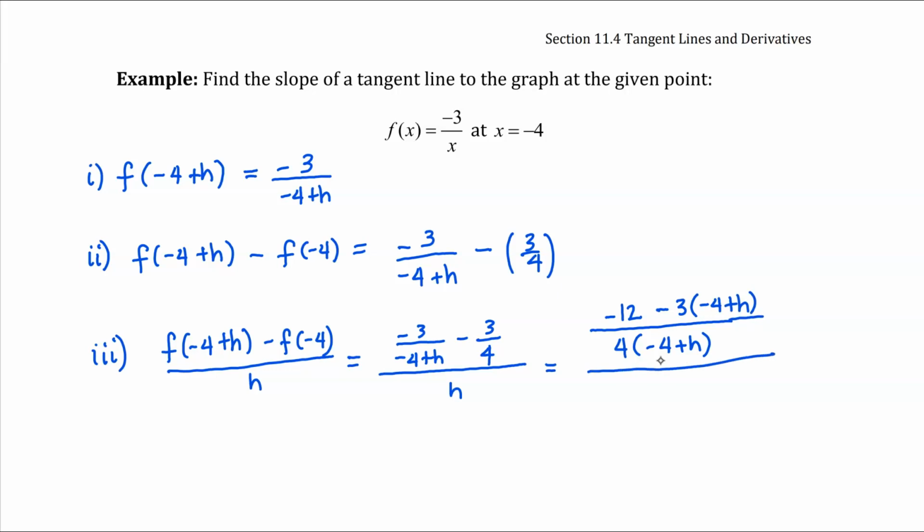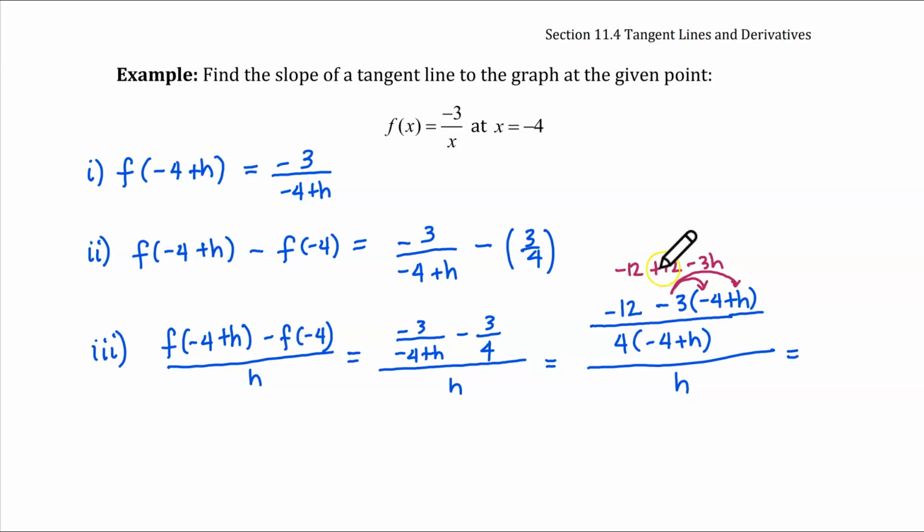Divided by h. And then when we simplify this, let's distribute the number here, -3, to each term inside the parentheses. And the numerator becomes -12 plus 12 minus 3h. And then subtracting this 12, we get -3h in our numerator. -3h divided by, just copy the denominator, 4 times -4 plus h.